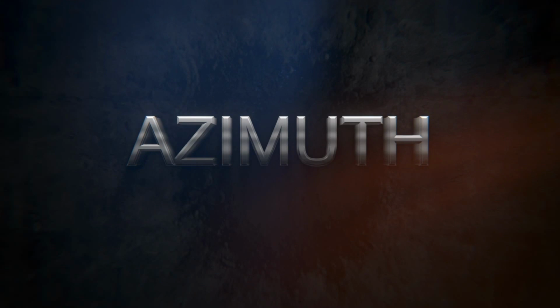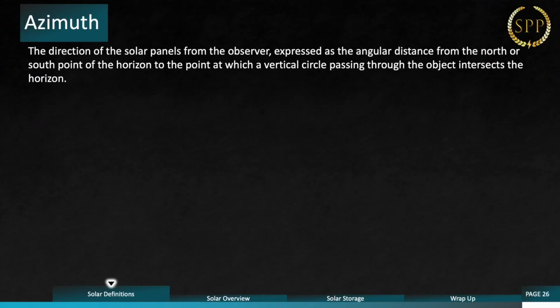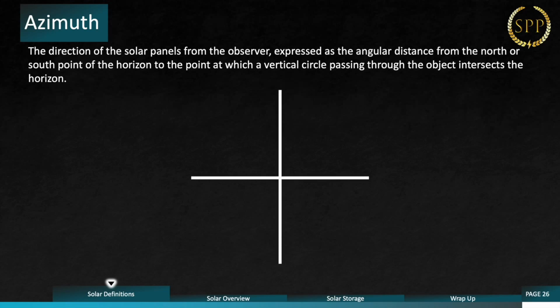In this module, we're going to be learning about azimuth. So what is the azimuth? The azimuth is the direction of the solar panels from the observer. It's expressed as an angular distance from north or south point of the horizon to the point at which a vertical line passing through the object intersects the horizon, just like this.